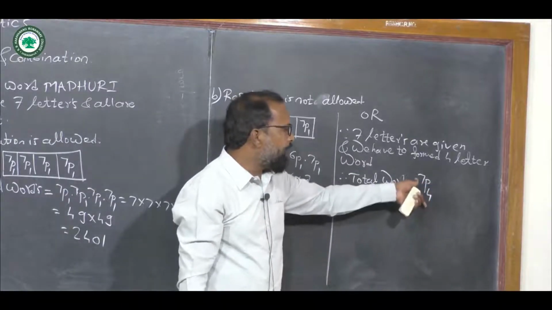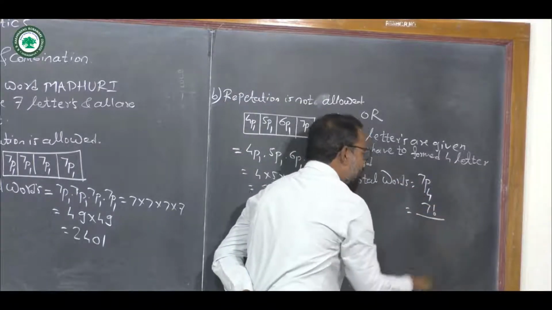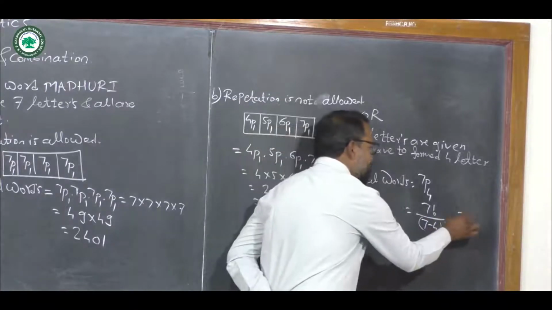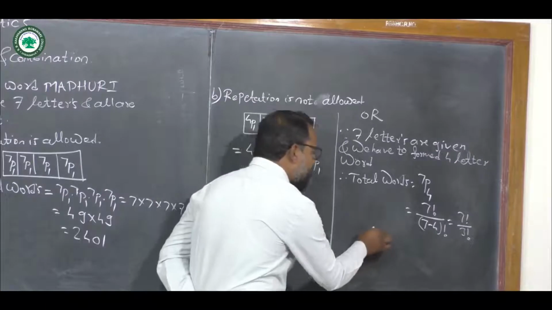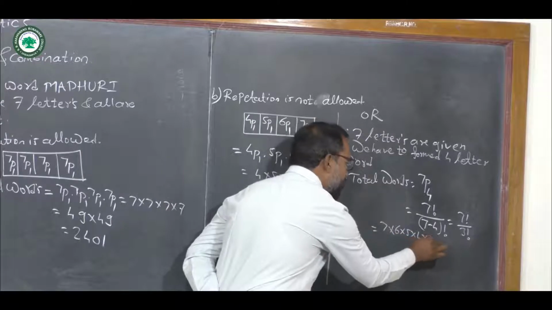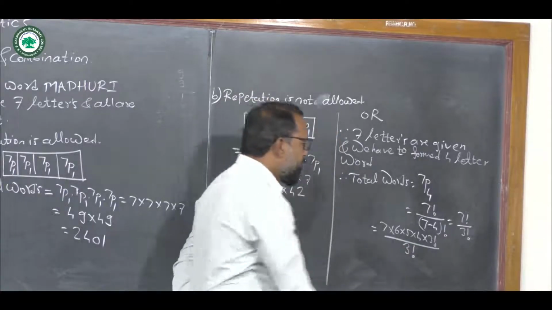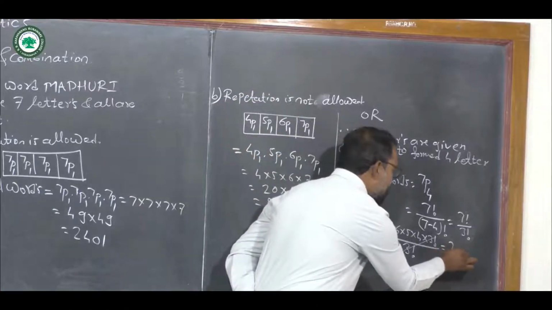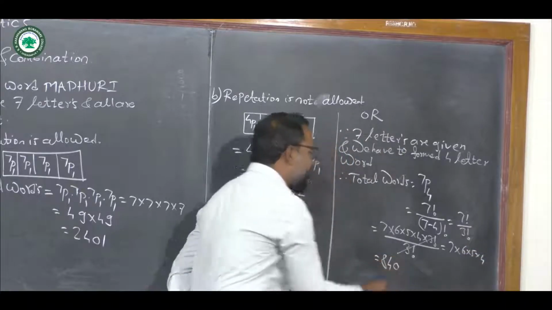Now if we apply the formula for permutation here, this can be written as 7 factorial divided by (7 minus 4) factorial. That is equal to 7 factorial upon 3 factorial. Now if we simplify it, it becomes 7 into 6 into 5 into 4 into 3 factorial divided by 3 factorial. This 3 factorial gets cancelled. So the remaining terms are 7 into 6 into 5 into 4, which is equal to 840.